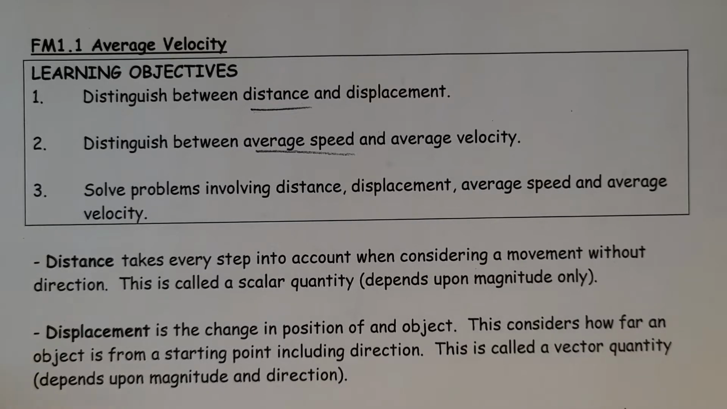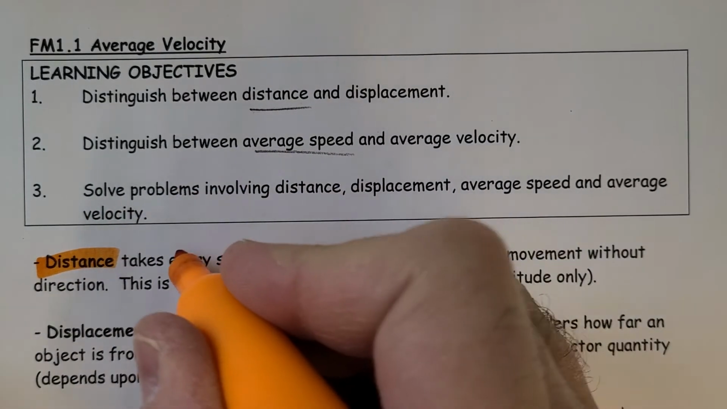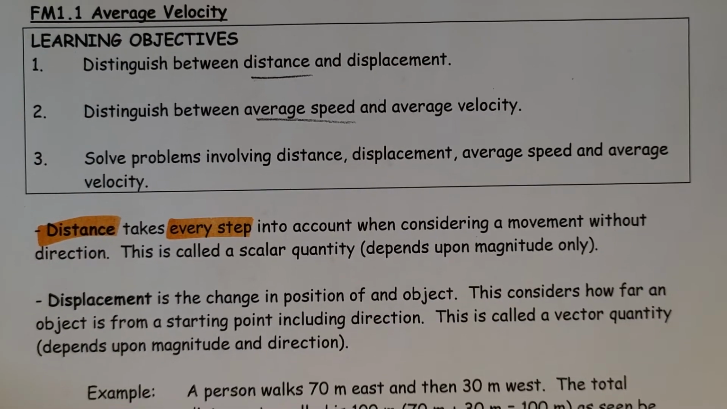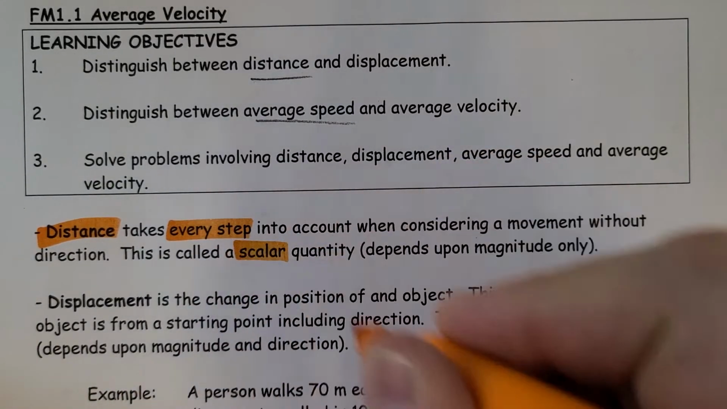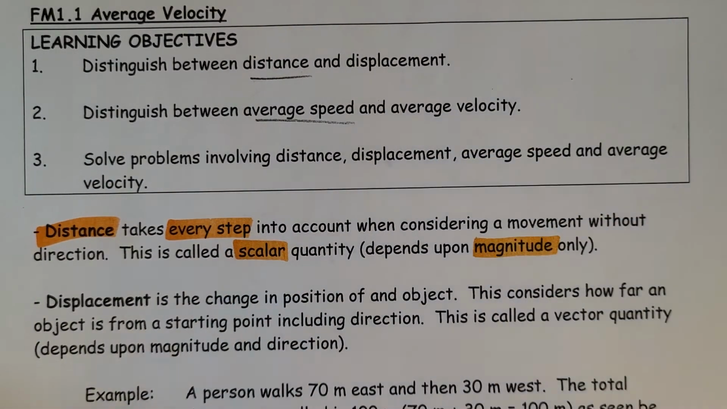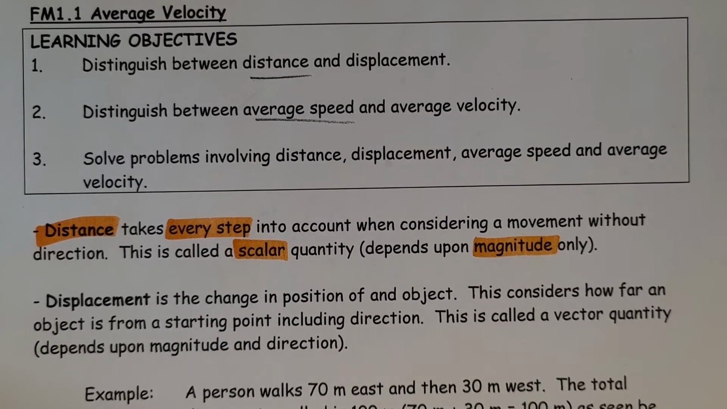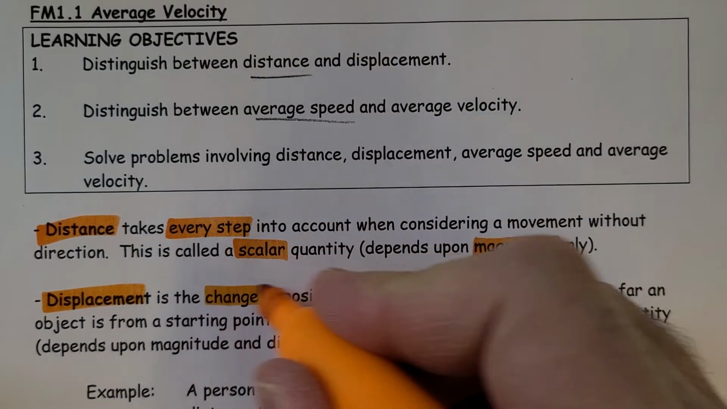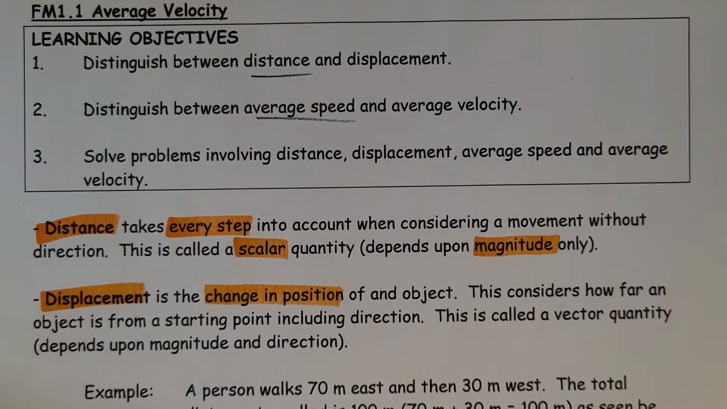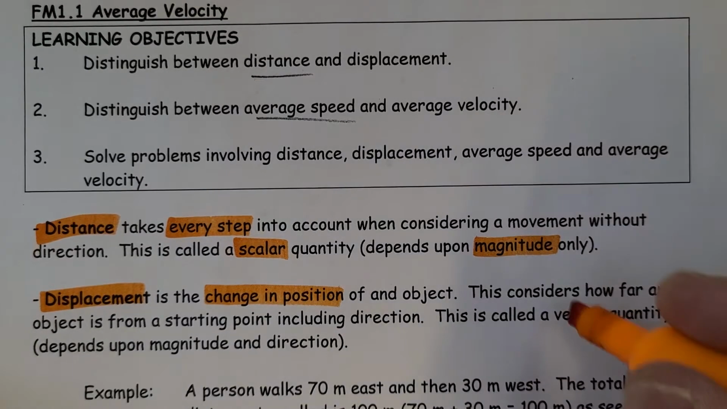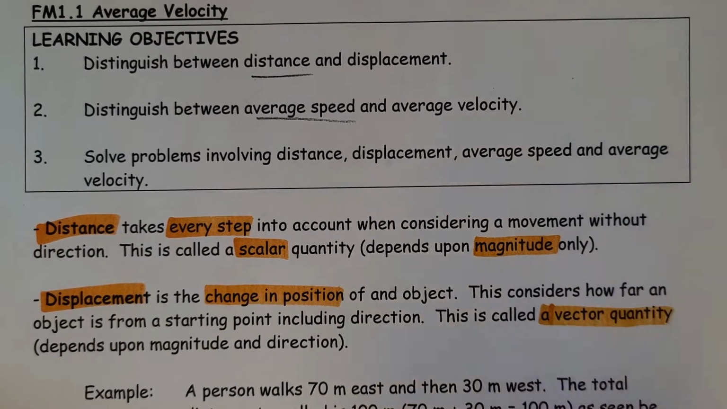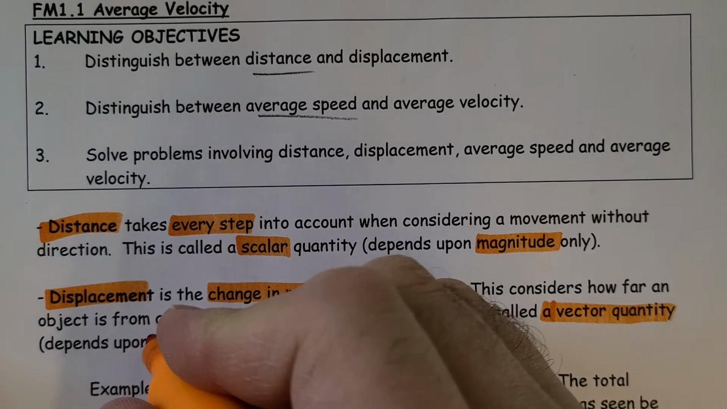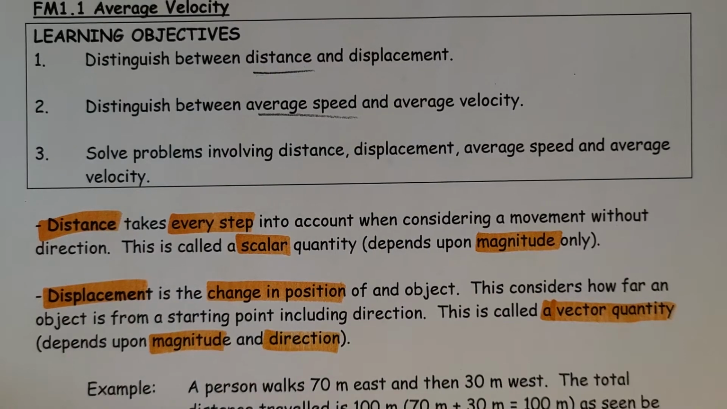So think of distance as being every step that you take when you're considering a movement without worrying about direction. It is referred to as a scalar quantity. It just depends on how much it is, how big it is, what were those steps that you took. Whereas displacement is a change in position from some initial point to some ending point. And it is a vector quantity, like we talked about earlier when we did the vectors section. So it depends upon not only a magnitude, but it also has a direction as well.